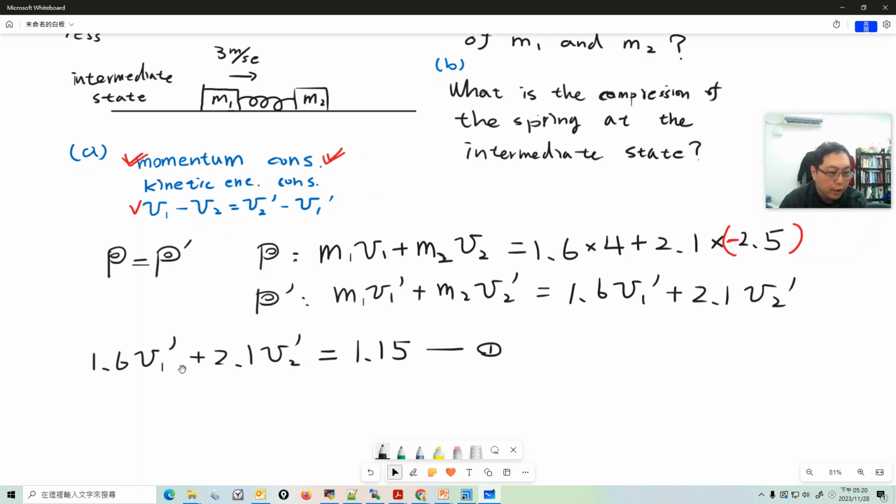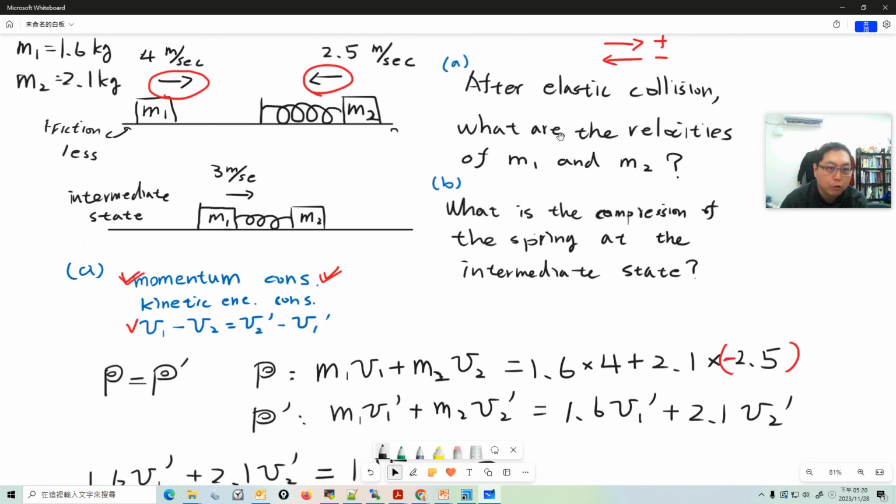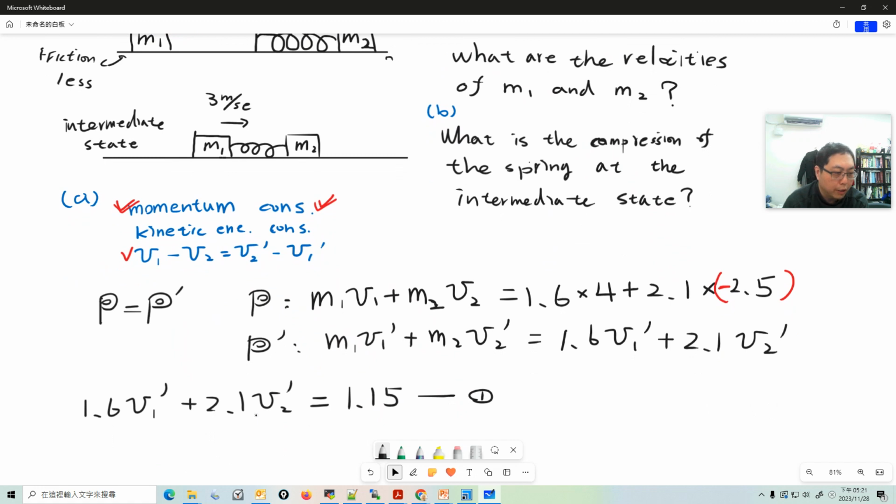Right now we only have one equation, but we want to solve for v1 prime and v2 prime. We want to find the velocities after the collision. But right now we have two unknowns and only one equation, so it's not solvable. We need another equation.